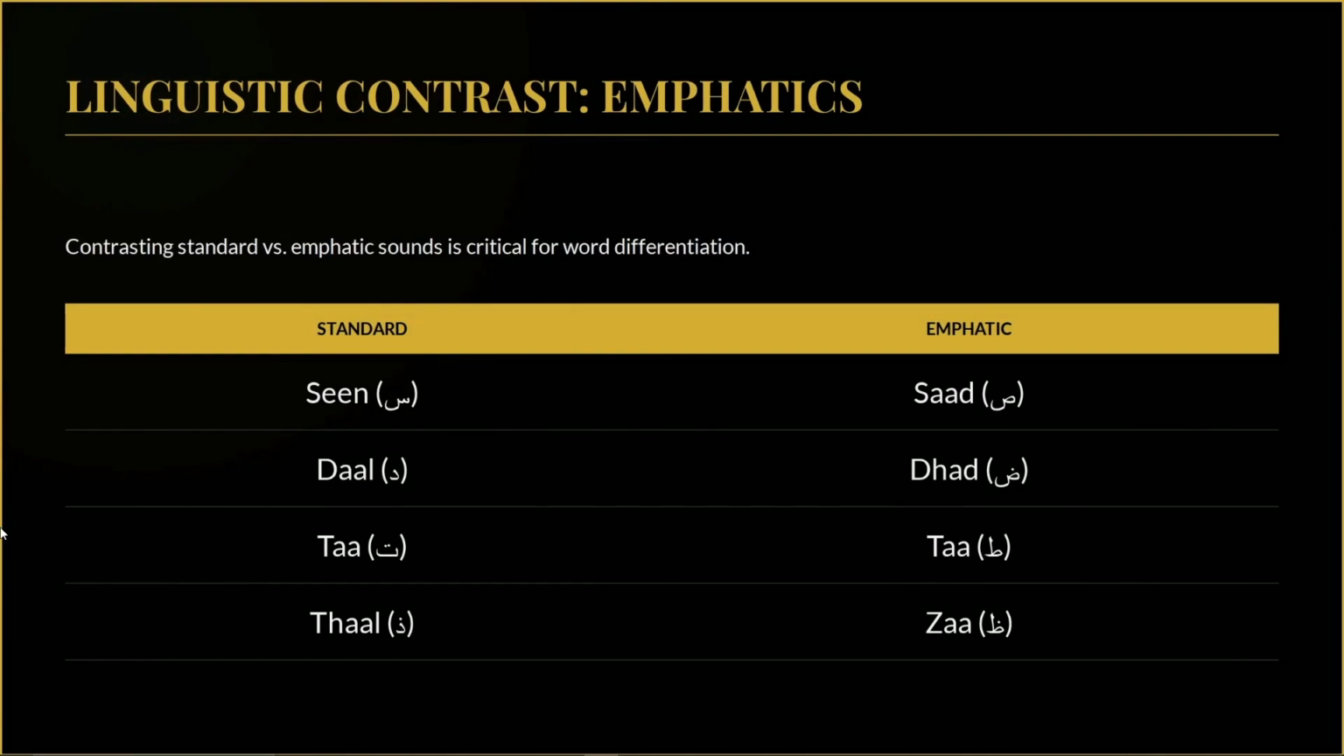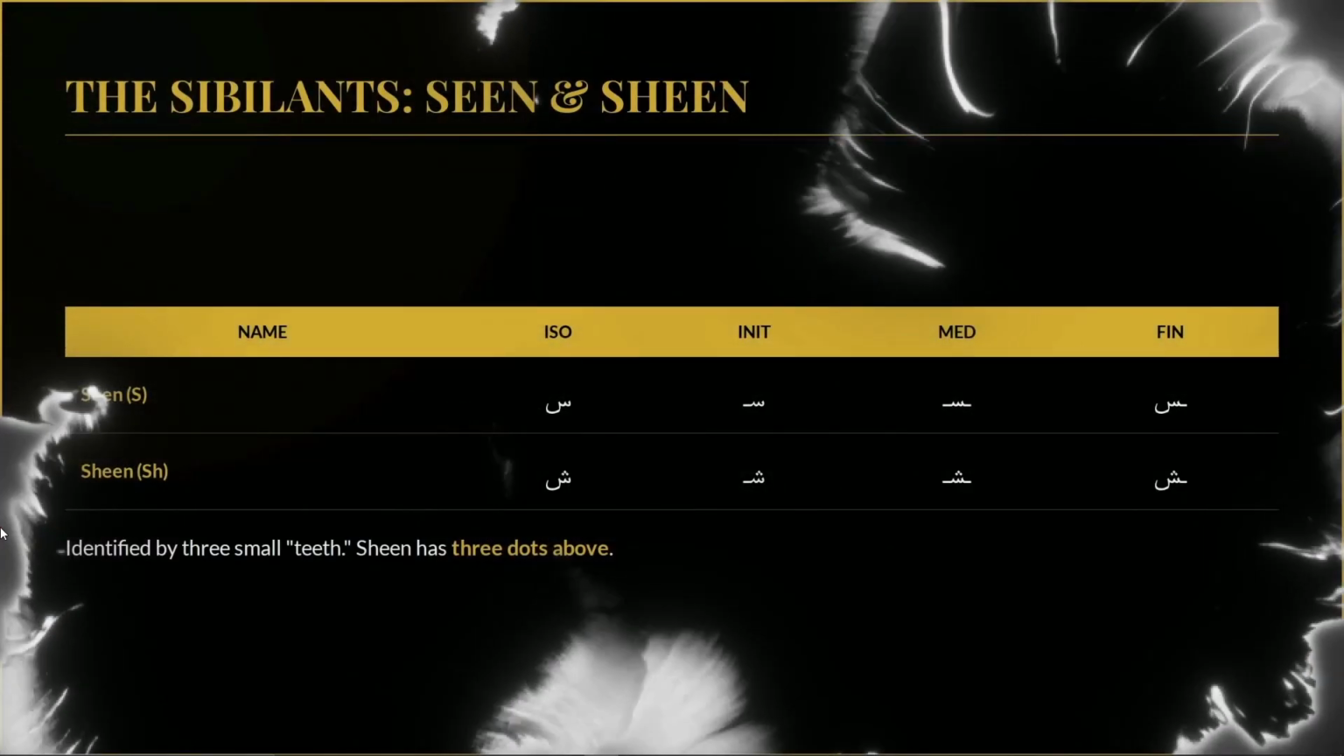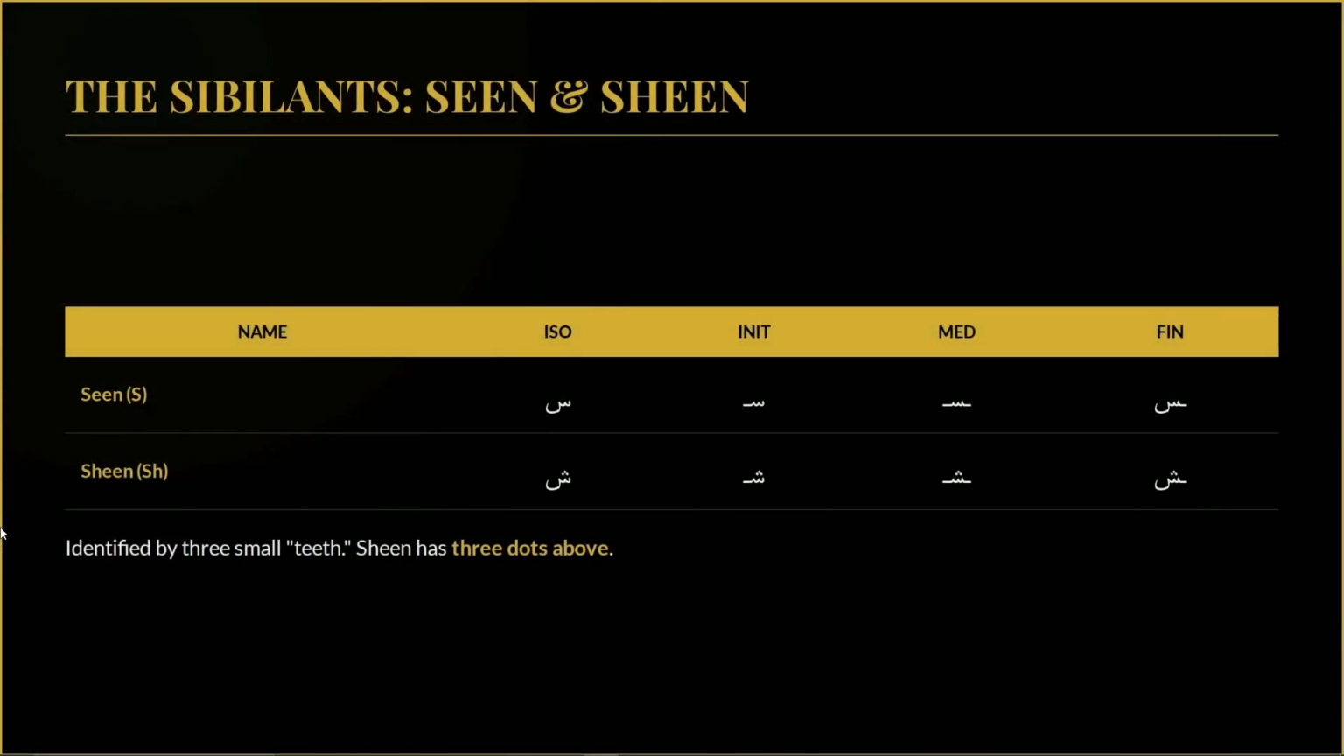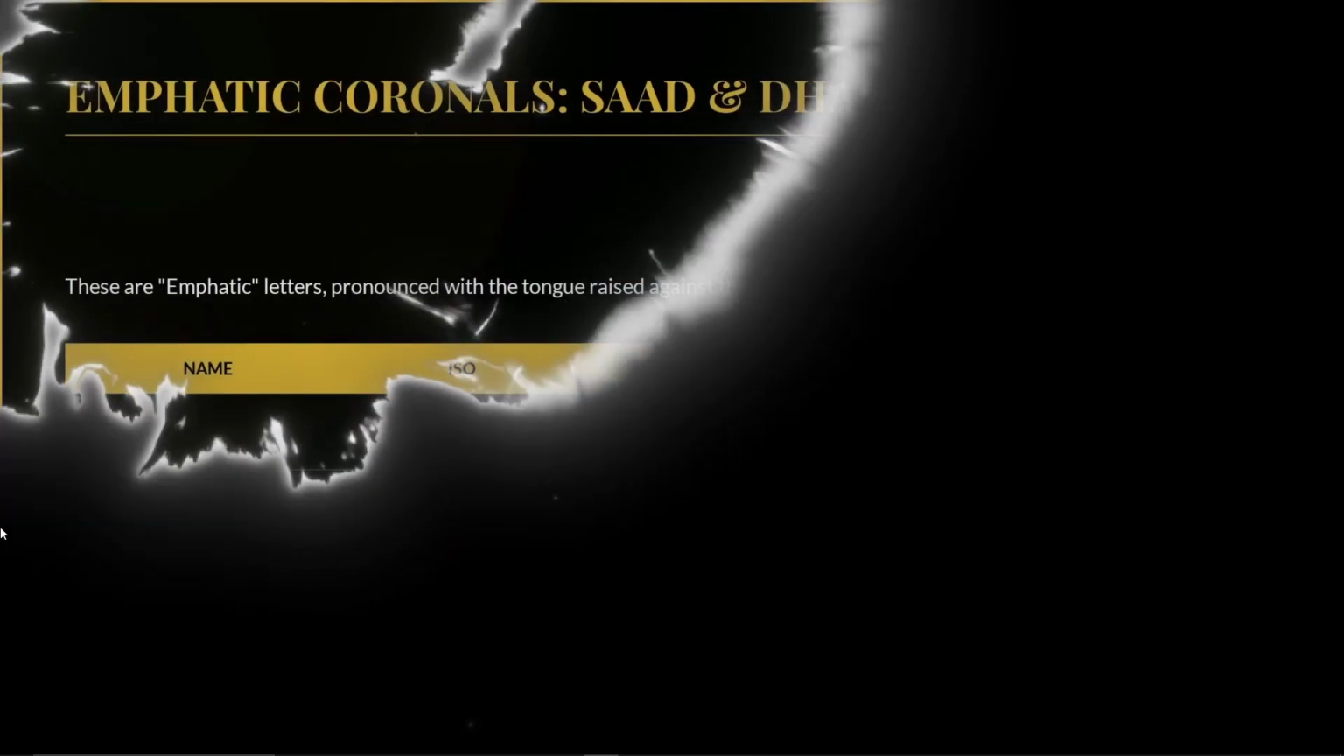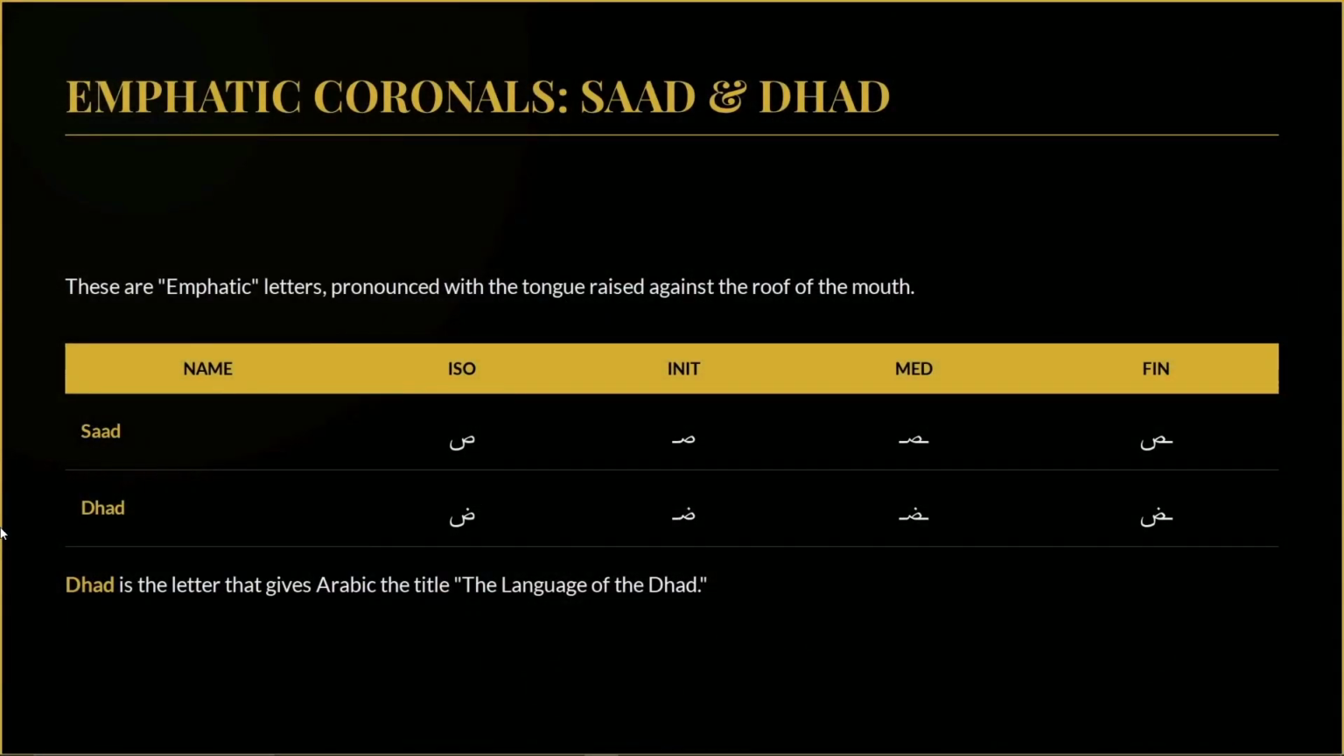Family 4, the sibilants and the power of emphasis: Seen, Sheen, and Saad, Dad. We read the sibilants, Seen and Sheen. These are defined by three teeth, but pay attention to the emphatics, Saad and Dad. These are heavy counterparts. To produce them, you must retract your tongue and compress the air in the oral cavity. The Dad is so unique that Arabic is often titled the Language of the Dad.